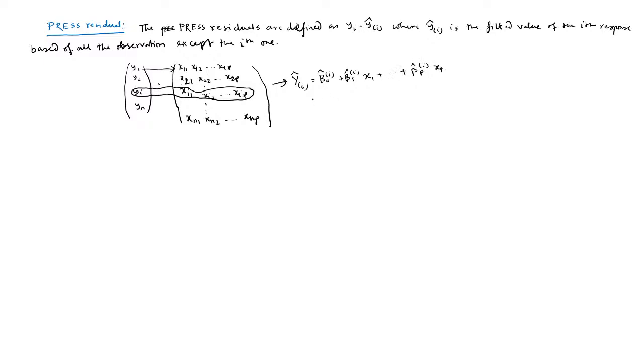So if you put the values, this is the fitted equation where the ith portion is excluded, and in that way you get this yi hat, the fitted value of the ith response based on all observations except i. Okay?